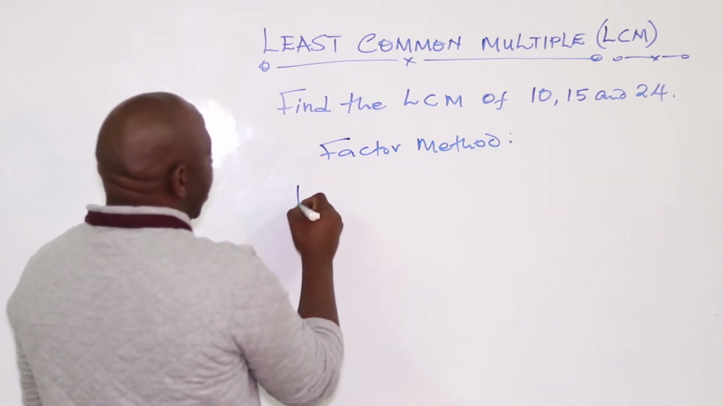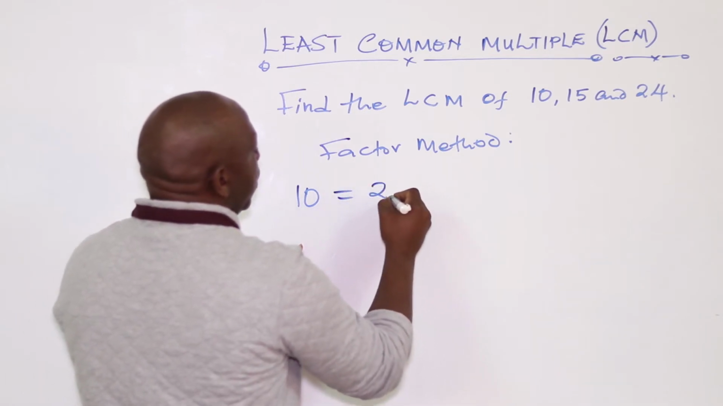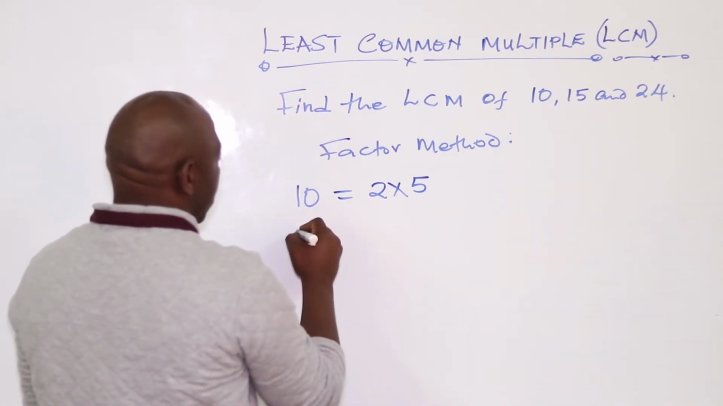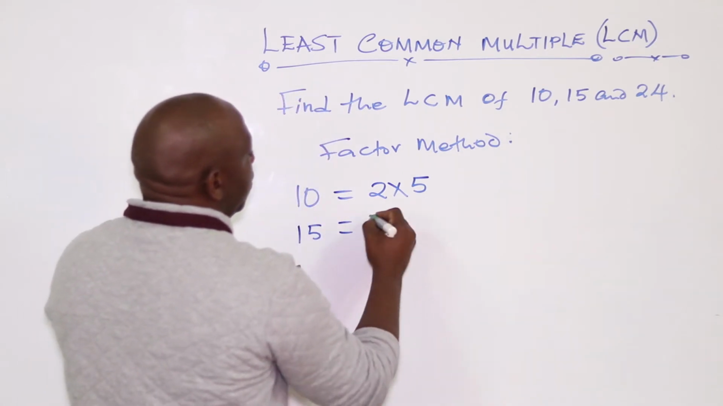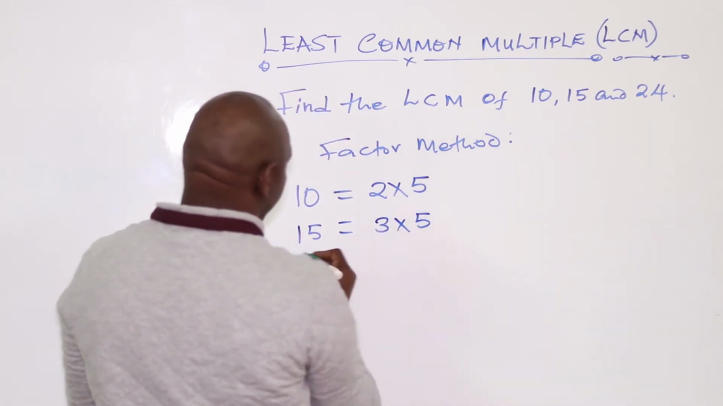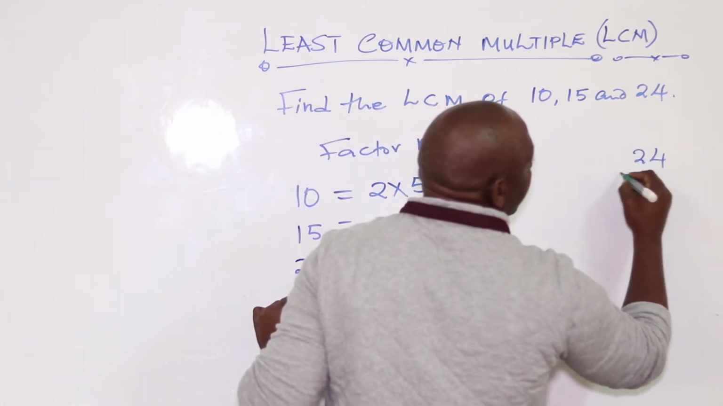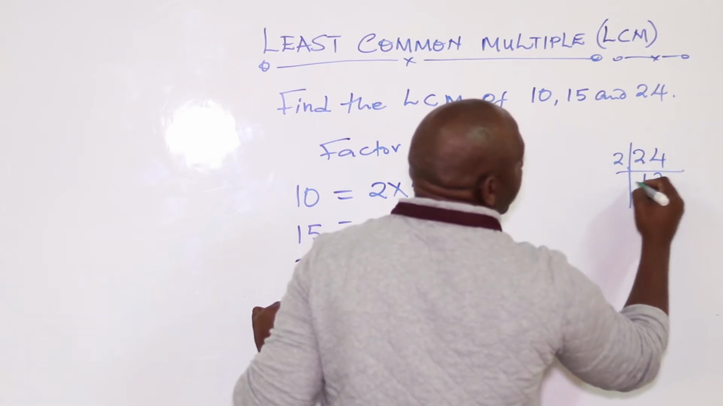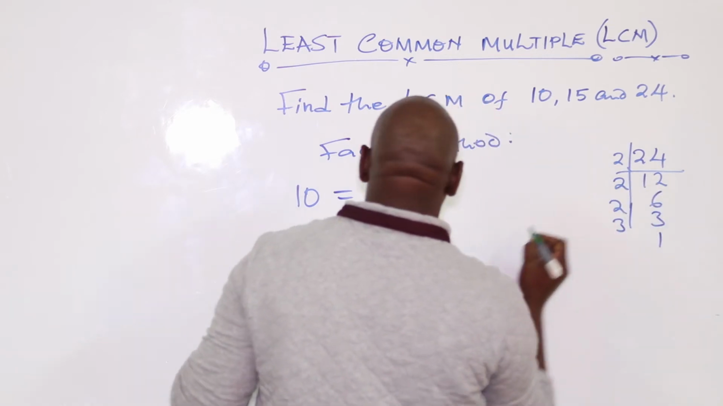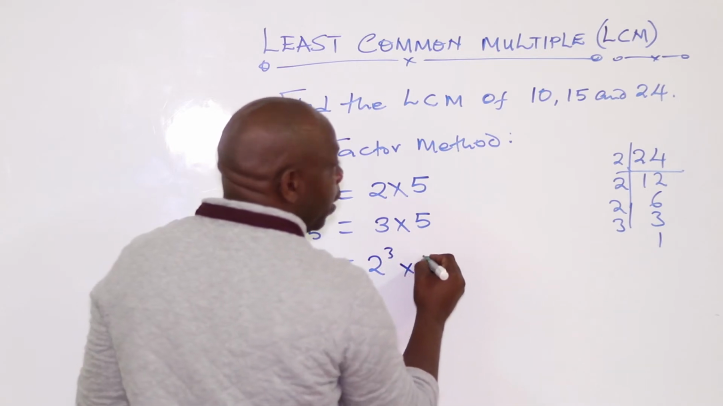So you get 10. What are the factors of 10? This is 2 times 5. Factors of 15 is 3 times 5. Factors of 24: you can get the factors here. 24 by 2 is 12, by 2 is 6, by 2 is 3, by 3 is 1. So this is 2 power 3 times 3.